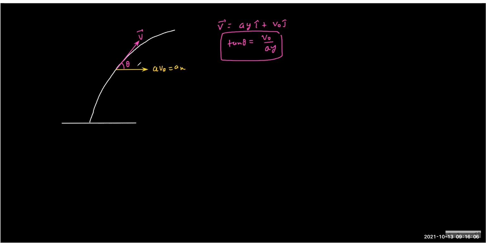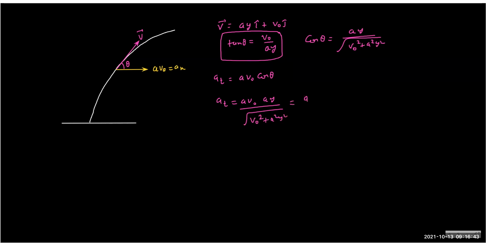So now once we get the theta, it's very easy. We can just write AT equals to A times cos theta, whatever is the value of acceleration. And because we know the tan theta, we can find cos theta directly. So I need not take the dot product and all. So cos theta we can write from here as AY upon the square root of v naught square plus A square Y square. So we got this answer. AT equals to A v naught into cos theta, which is AY upon that. So it is up to you. You can do it the way you want.